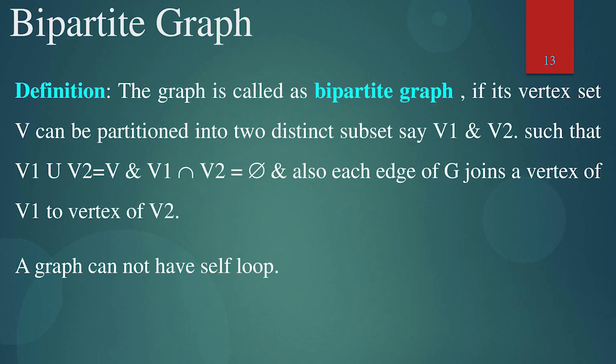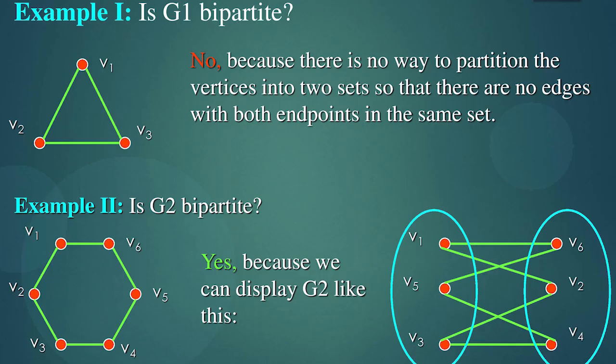Next graph, bipartite graph. A graph is called a bipartite graph if the vertex set V can be partitioned into two distinct subsets V1 and V2 such that V1 union V2 equal to V, V1 intersection V2 equal to empty, and each edge of G joins a vertex of V1 and a vertex of V2. A bipartite graph cannot have a self-loop. Is G1 a bipartite graph? No, because there is no way to partition the vertices into two sets so that there are no edges with both endpoints in the same set. Next, is G2 bipartite? Yes, because we can redraw G2 like this.